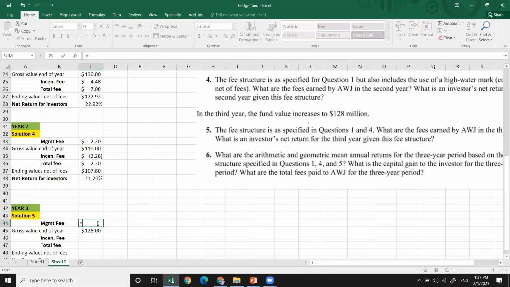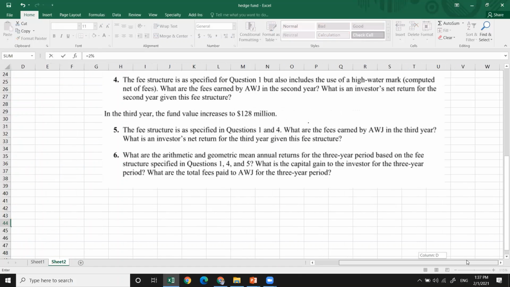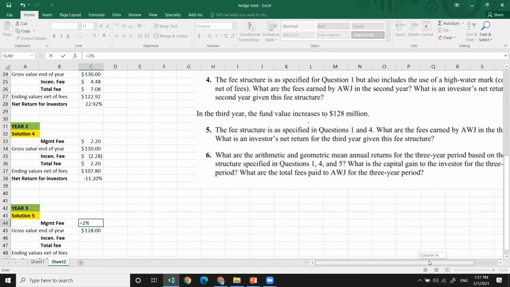The management fee is the same, nothing changed. But look at the question. It says specified as in questions 1 and 4. What are the fees earned by AWJ in the third year? And what is the investor's net return for the third year given the fee structure? So 2% of this amount, 2.56.